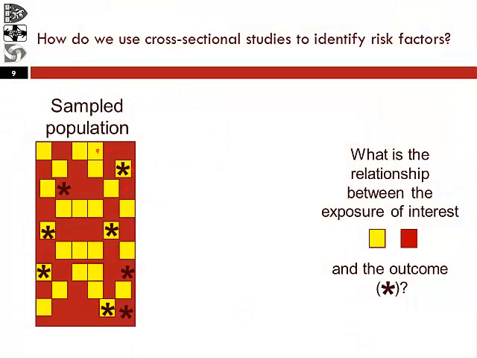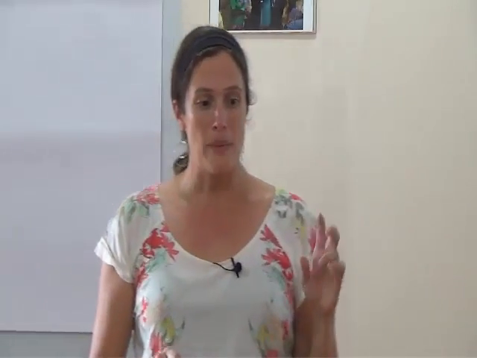But my question is still the same, which is, in this population, what is the relationship between exposure and outcome? So I'm still asking the same question. What is the relationship between exposure and outcome? But I am not choosing people based on exposure, and I am not choosing people based on outcomes. So you should already be thinking about why we might use a cross-sectional study versus case control or cohort studies, and what limitations a cross-sectional study might have compared to case control studies and cohort studies.